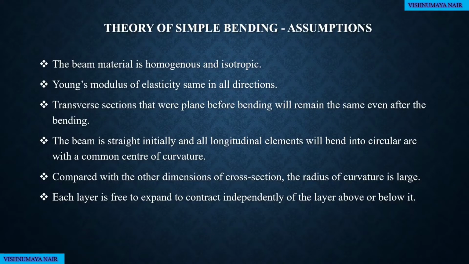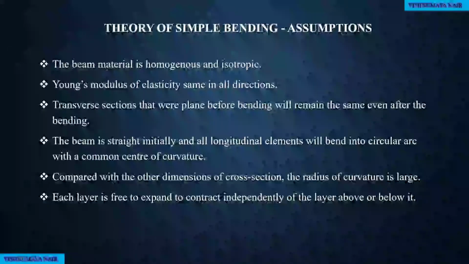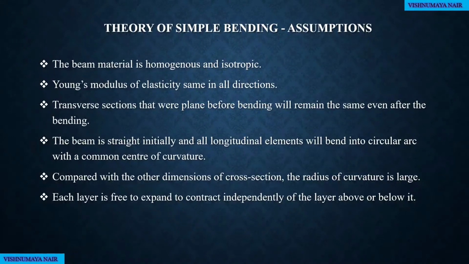So the first assumption is that the material of the beam is homogeneous and isotropic. We all know what homogeneous means, right? Homogeneous means that the material is of the same kind throughout, whereas isotropic means that the elastic properties are equal in all the directions. Second assumption, Young's modulus of elasticity is the same in all the directions.